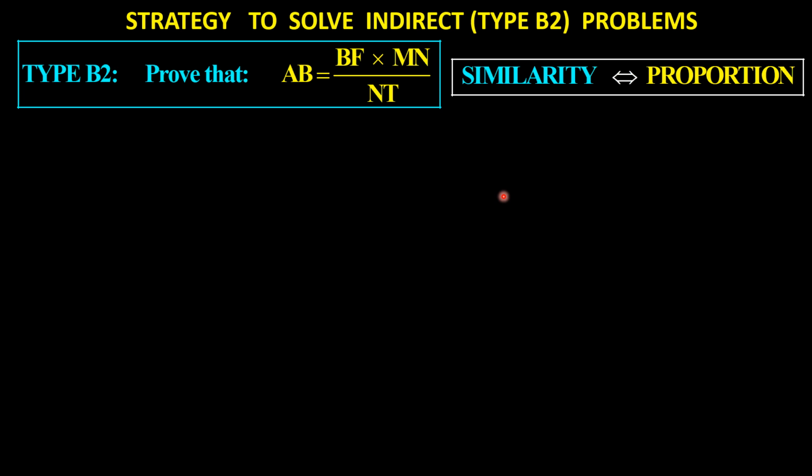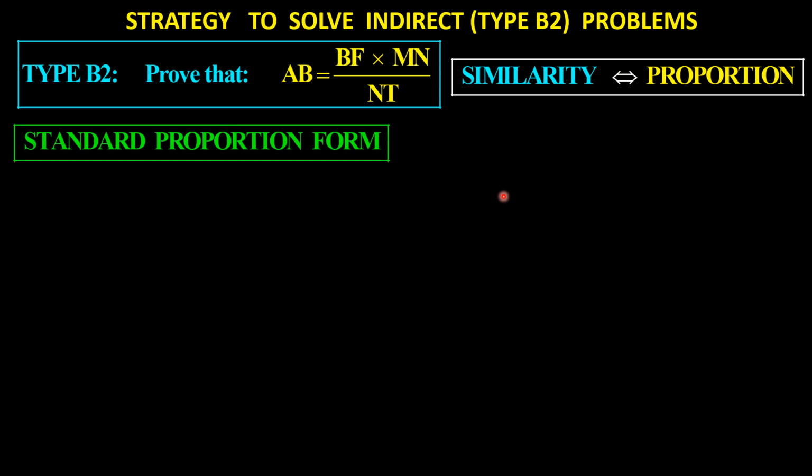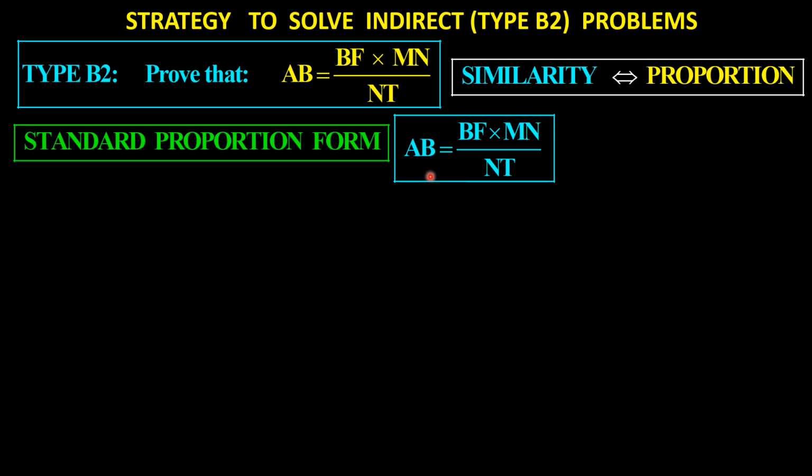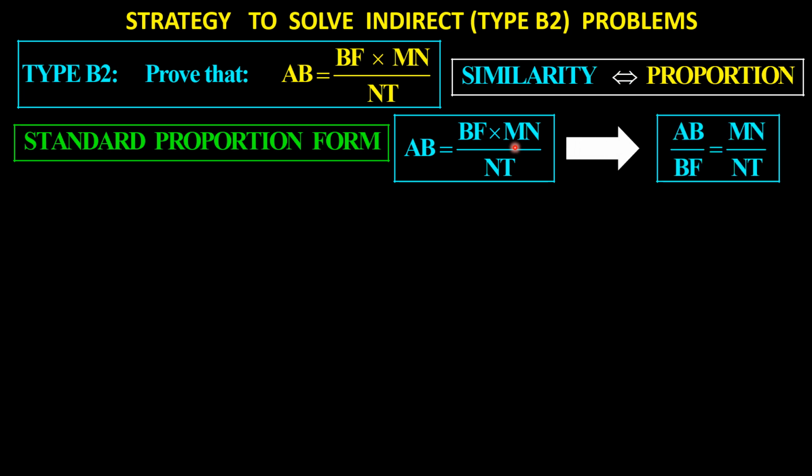So how do we go about this one? Very simple. We just write it in our standard proportion form. And what do we mean by the standard proportion form? We want AB over... so I can bring over the BF. So it's AB over BF. Or I could even have brought over the MN. It doesn't matter. So just take any one of the numerators. So that becomes AB over BF. And there we have it in the standard form. And this standard form is actually our type B1. And we know what to do with that.